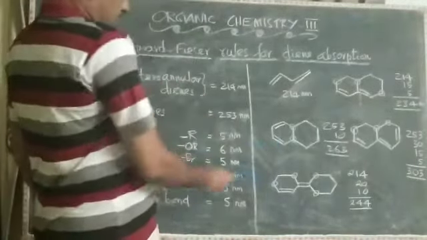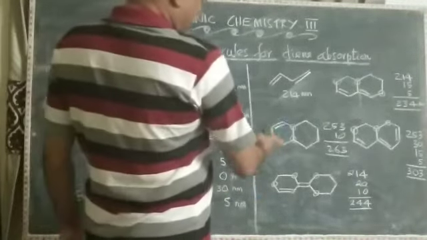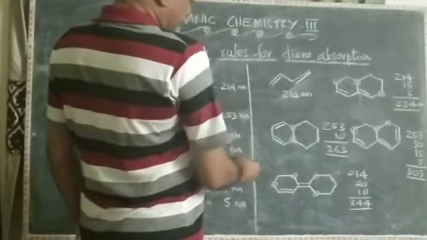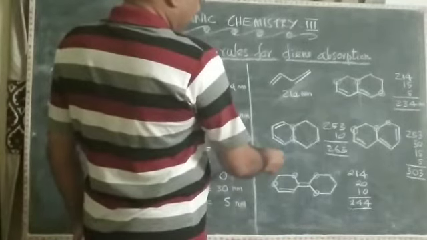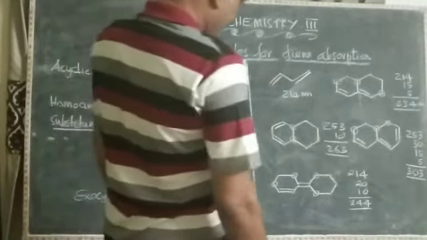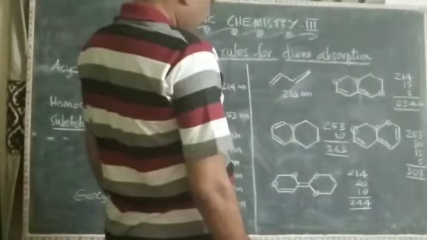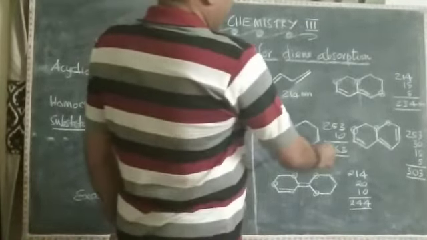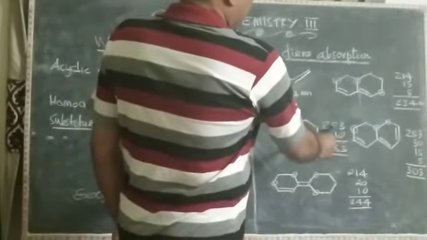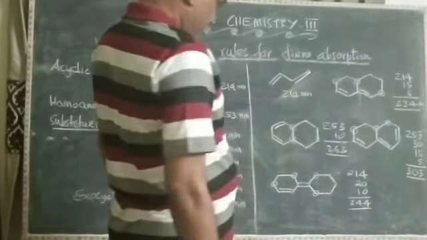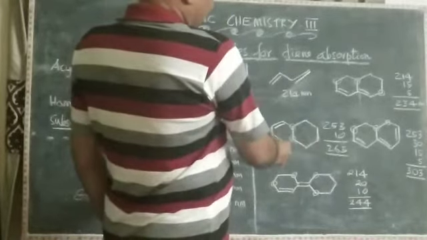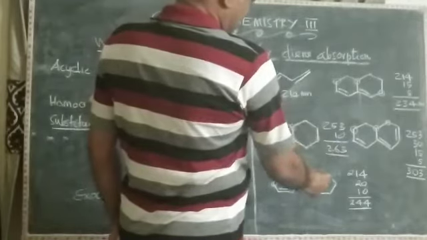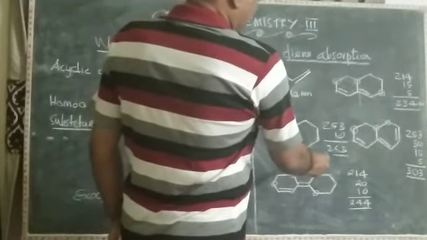Let us take this system. For this system, there are two rings. The double bonds are present in the same ring. So, this system is said to be a homoannular system. Homo means same. The double bonds are present in the same ring. So, they are homoannular systems. Now, the base value for this system is 253 nanometer, and the two residues are present at the ends of the double bonds. So, 2 into 5, 10. So, in total 263.